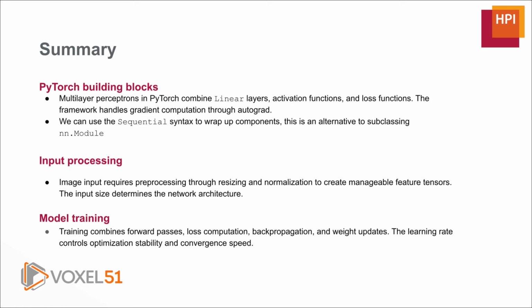We also saw a bit about model training. We saw how training combines the forward pass, the loss computation, backpropagation, and the weight updates. The learning rate is something that controls the stability of the optimization that we do on the weights and the convergence speed of our model.